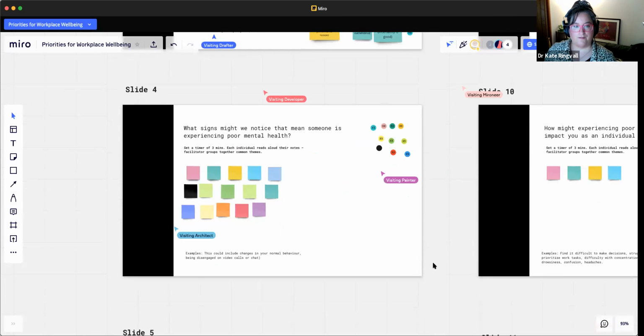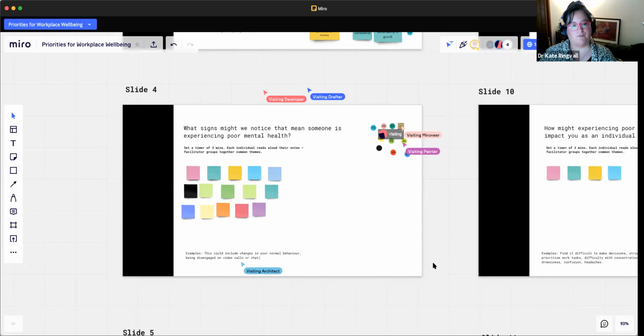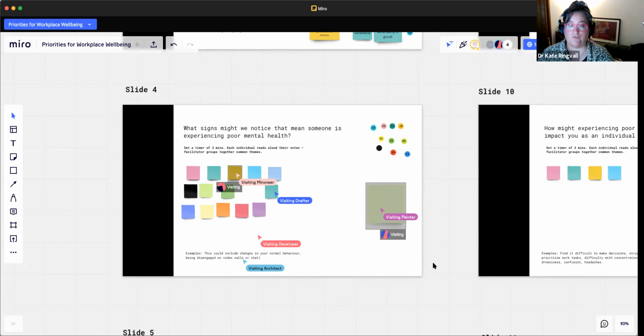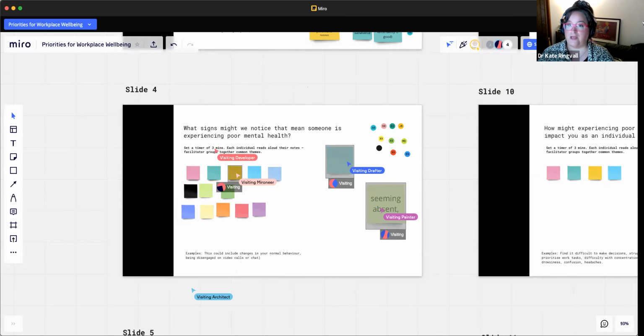Okay, so once again, same color, same sticky note. What signs might we notice that mean someone is experiencing poor mental health? All right, start that timer again for us, please, Kate. Some examples could include changes in your normal behavior. You might become disengaged on video calls or chat, so you become less chatty or less communicative, if that's not normal for you.